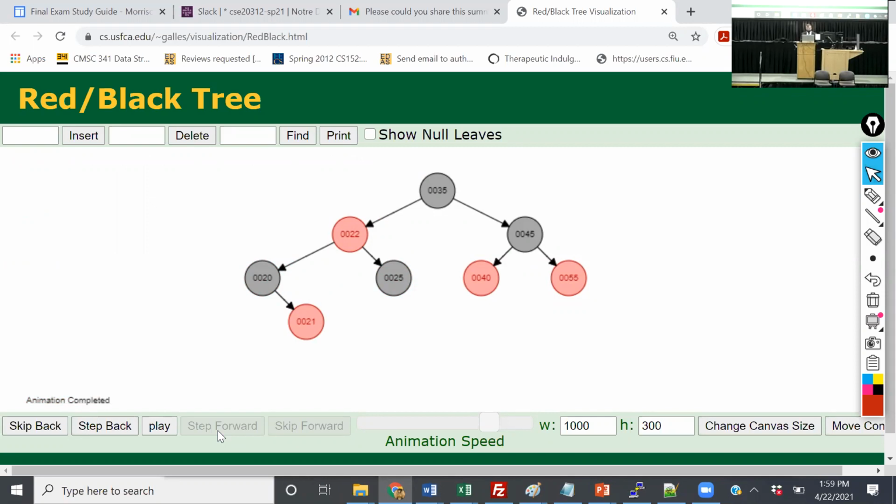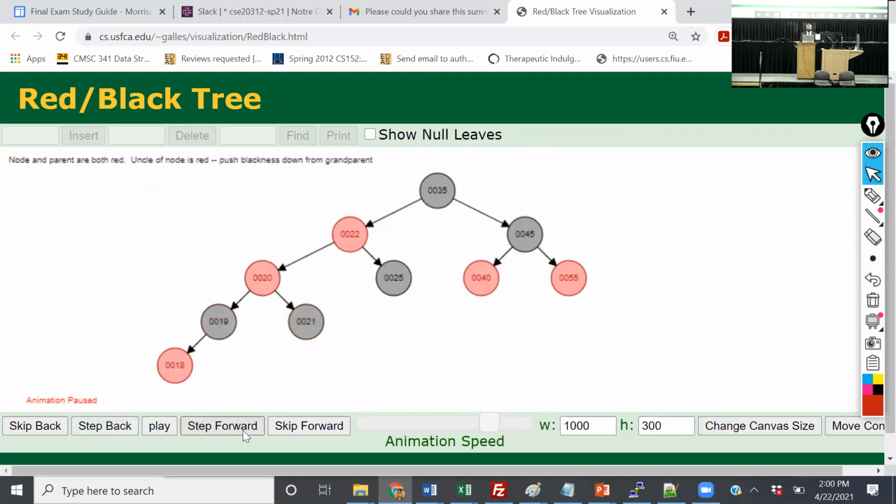Now I'm going to insert 19. And now we're good. I'm going to insert 18. And this will be a good one to end on because this will produce the rotation. Because what's going to happen is we're going to recolor 19, 21, and 20. We're going to see that 19 and 21 are going to become black. 20 is going to become red.